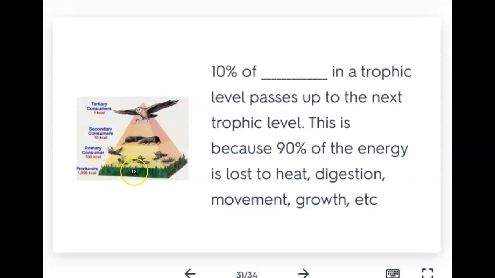So you have 100% energy down here at the producer's level. So 10% of that energy is going to pass up to the next level. So you've got 100 kilocalories here. So 10% of that is going to pass to the next level. So you're going to have 10 kilocalories. And then 10% of that is going to pass to the next level. So you've got 1 kilocalorie. So you have only 10% of the energy available going from one trophic level to the next.